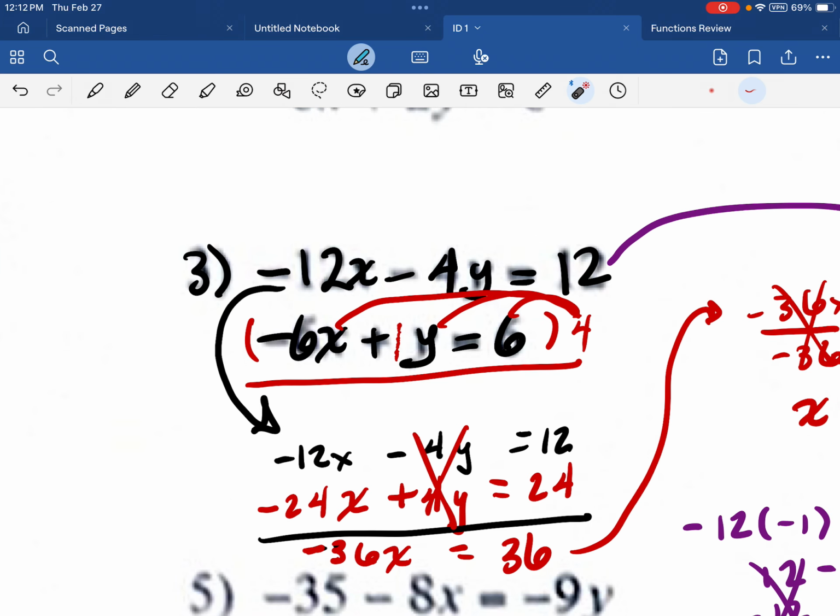Now, this problem that I chose to do, it's kind of a medium level problem because I only needed to multiply one of the equations by something to change up everything so that a letter could cancel. Sometimes you will need to multiply both equations by some number in order to get stuff to cancel, and that's totally fine.